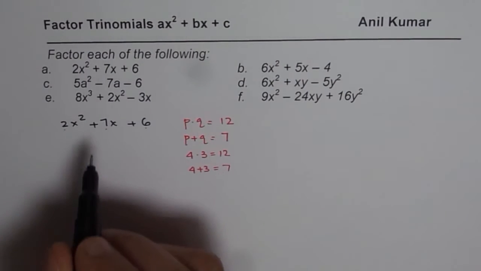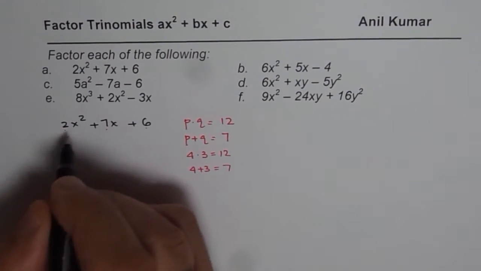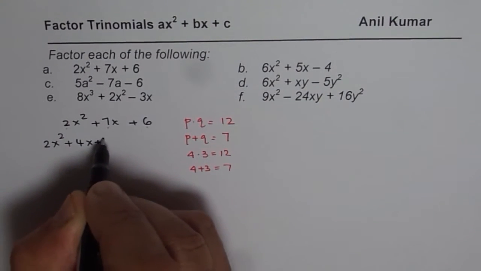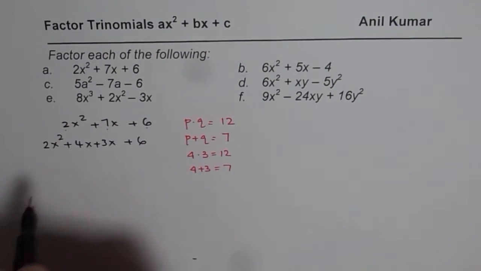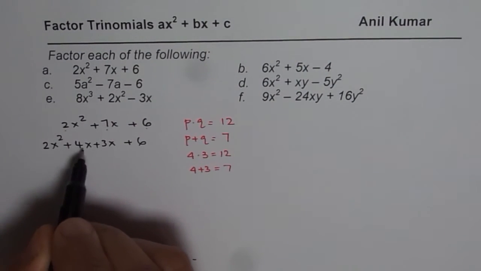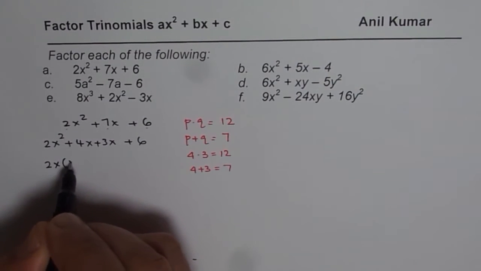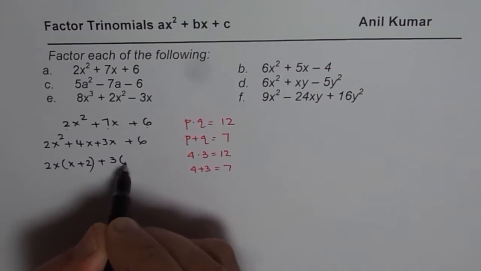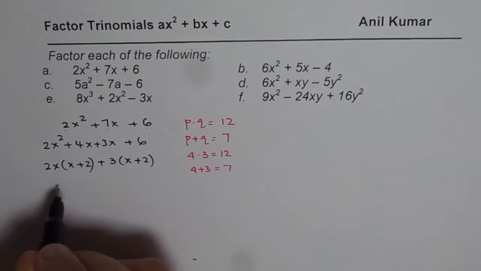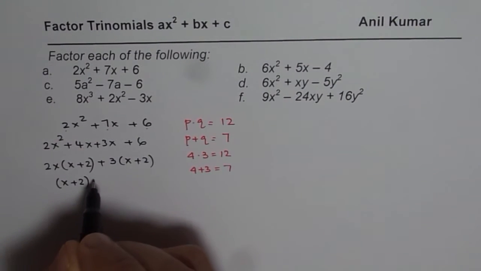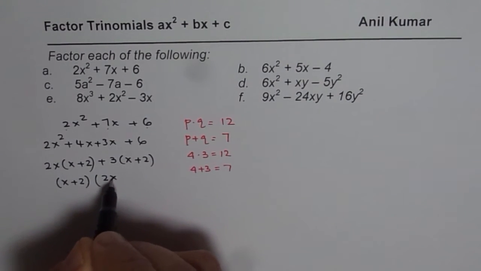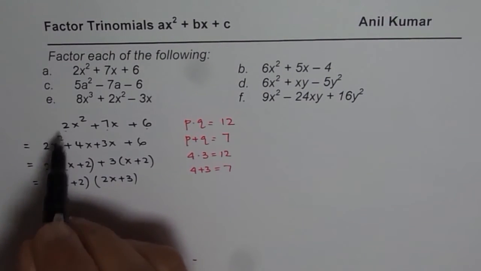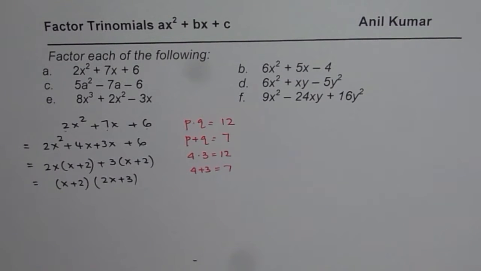So the next step is to write 7x as sum of 4x and 3x. So we can write this trinomial as 2x square plus 4x plus 3x plus 6. Now we can factor 2x from the first two terms, so it would be 2x times x plus 2. From the next two terms we can factor 3, so we get 3 times x plus 2. X plus 2 is a common factor. So we can write x plus 2 times 2x plus 3. So these are the steps involved to factor trinomials where the leading coefficient is greater than 1, right?